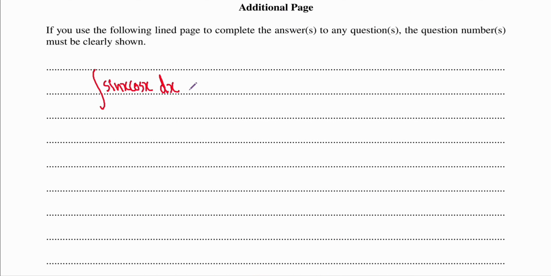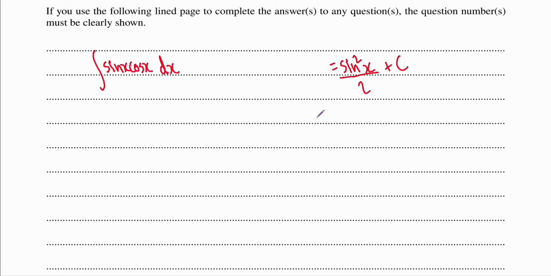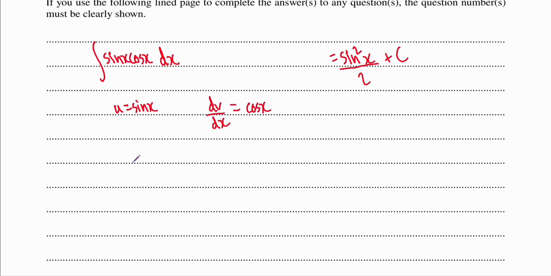So we have the integral of sine of x cosine of x dx. If you did this by substitution, you end up getting the answer as sine squared of x divided by 2 plus c. So that is integration by substitution. Now let's do integration by parts and see if we get the same answer. So now we have sine of x and cosine of x. These are both trig functions. It doesn't matter what you make u and what you make dv by dx. So in our case, let's just make u equal to the sine of x, and then dv by dx equal to the cosine of x. Then we need to find du by dx and v before we start doing anything. So du by dx is equal to the cosine of x, and v is equal to the sine of x.